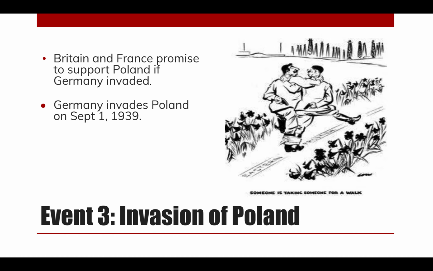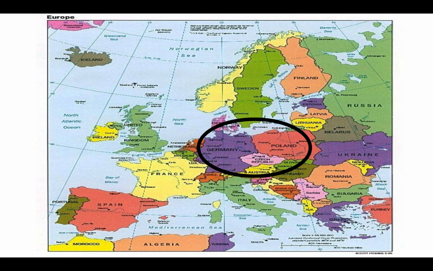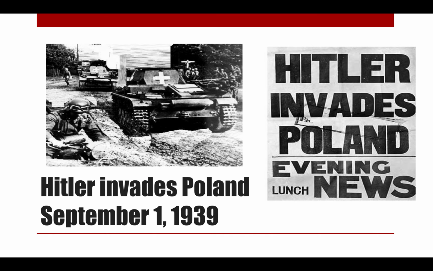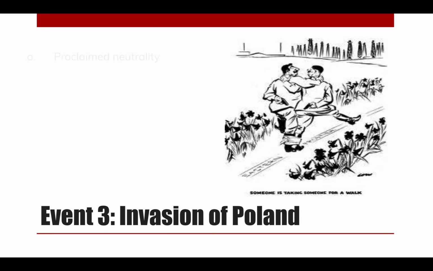So event number 3. Pick what your country does in this situation. Britain and France promise to support Poland if Germany is invaded. And guess what? Germany invades Poland on September 1st, 1939. What does your country do? So there we go, just so you have a little bit of geography here. Germany, there's Poland right next door on the east side. So there is the invasion. So what do you do in this case?